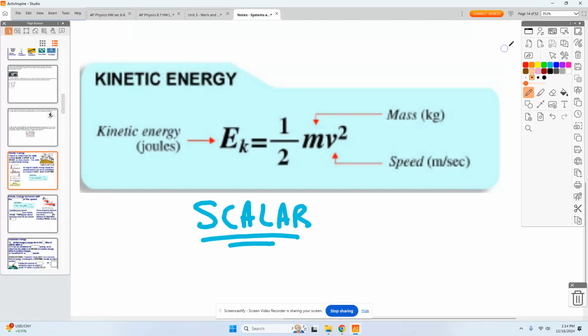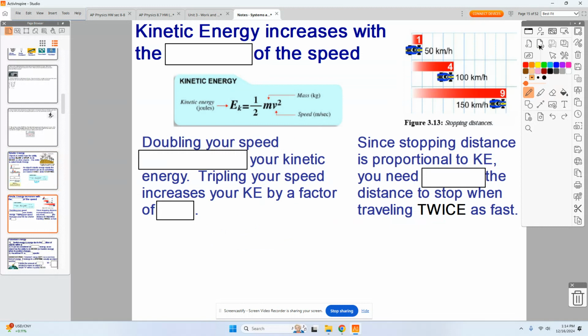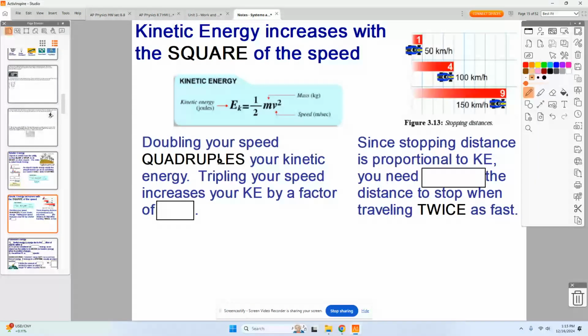Now, I'd like to do another demonstration with you, showing you the importance of speed in this equation. Kinetic energy increases with the square of the speed. What that means is if I double my speed, how much more kinetic energy should I have if I'm going twice as fast? Should have 4 times. So it'd be a quadrupling of your kinetic energy. So there is a strong dependence on speed. Speed being squared means twice as fast, 4 times as much energy. Tripling your speed, what if you go 3 times faster? It'd be 9 times the amount of kinetic energy.